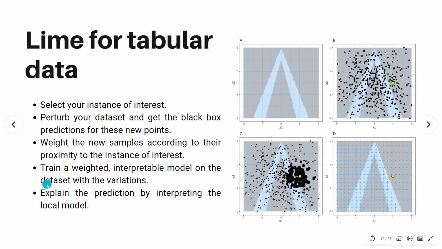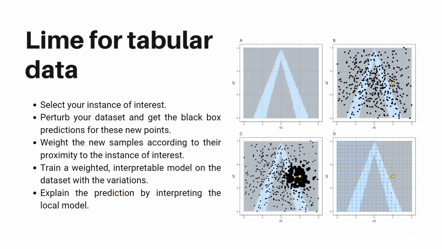So just to go through the steps again. First you select your instance of interest, randomly get some more points and make their predictions, weigh the samples according to their distance or proximity to the instance of interest, and train a weighted interpretable model on the dataset with the weights. So these are the points that we will be using for training. We will not be using real data. We will not be using real samples. We will be using generated samples. It's very important that we will not be using the training data. We are going to use a generated, synthesized data set.